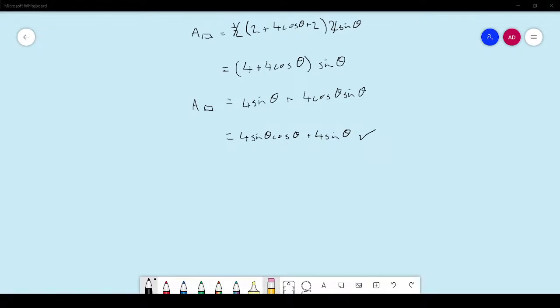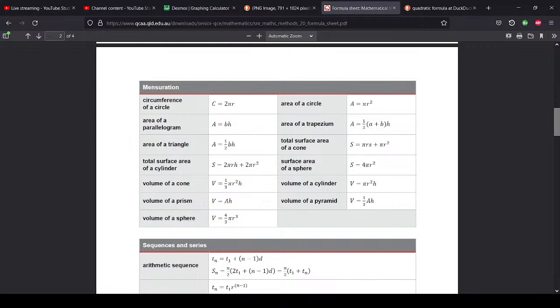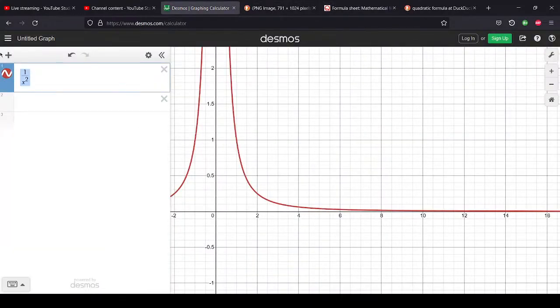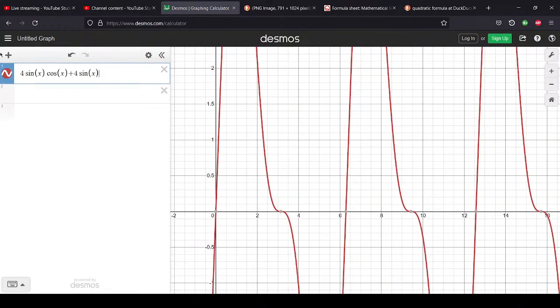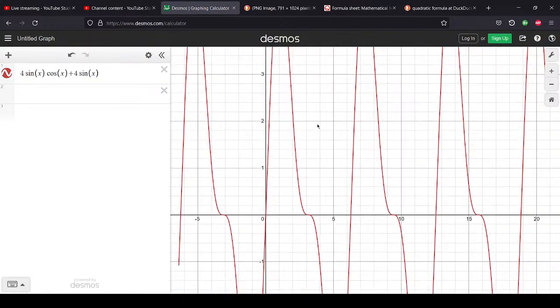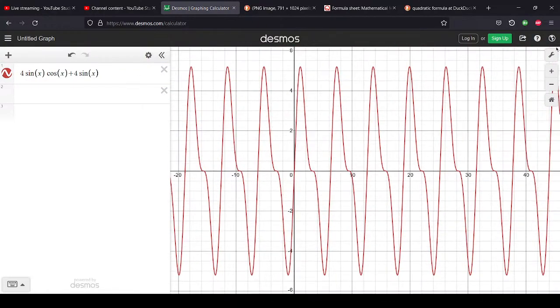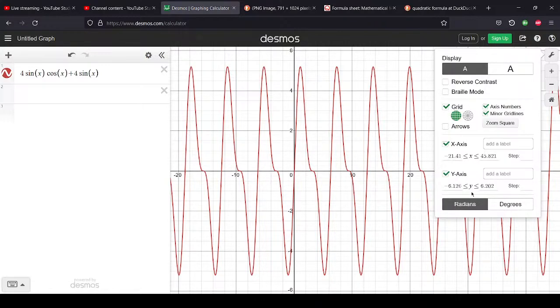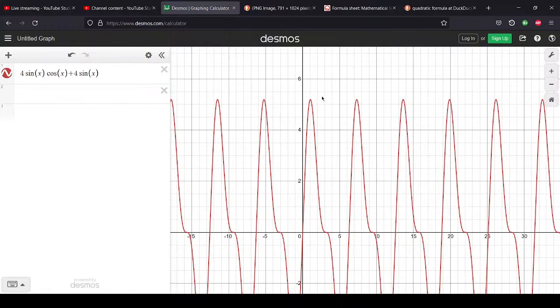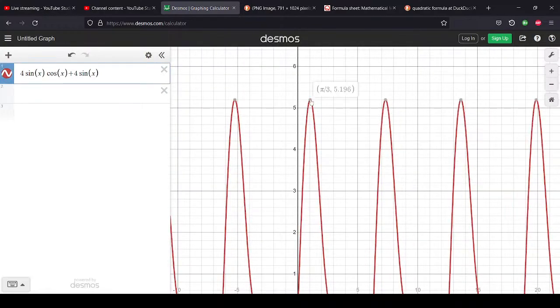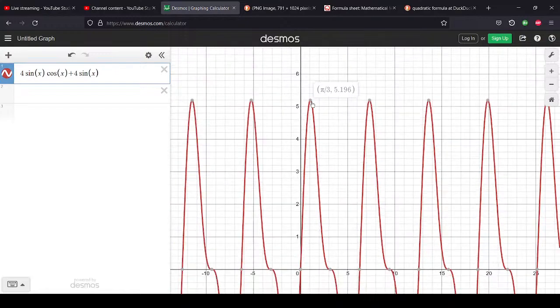But for intuition, before we do that, let's see if we can graph it quickly on Desmos. So 4 sine x cos x plus 4 sine x might give us some intuition. This is the area function. It is a trigonometric function, which is why it is repeating over and over again. We can clearly see visually that pi on 3 is the x coordinate for the maximum area, and the maximum area is equal to 5.196.